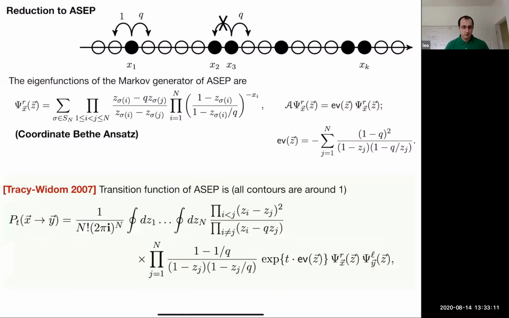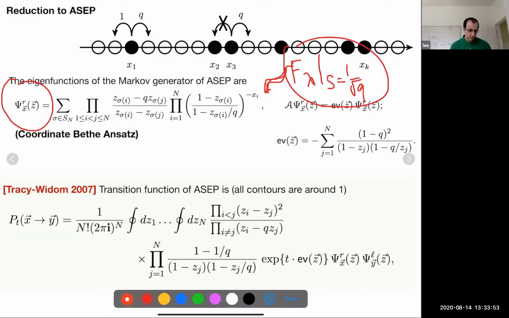So Tracy and Widom used these functions and orthogonality of them to write down, well, this was just the first step of solving the ASEP. But the first step is to write down explicitly the transition probability in ASEP during time t from configuration X to configuration Y. And this transition probability is given by a multiple contour integral, where inside the integral you have a product of two eigenfunctions, and then there is an exponent of the eigenvalue. So this is basically classical Fourier analysis. Once you diagonalize the operator, you can then find the exponent of the generator.